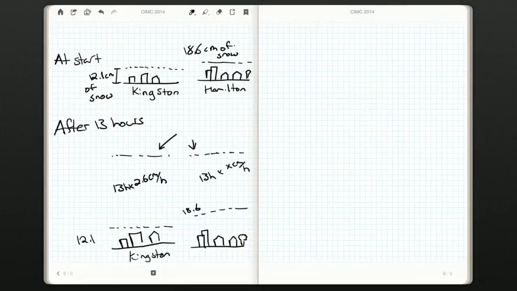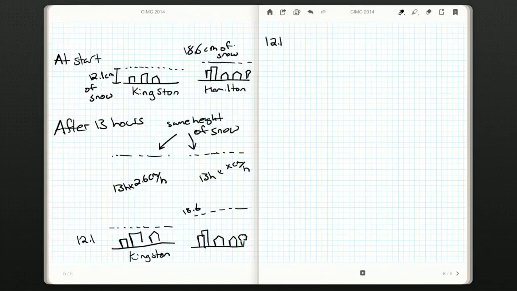And what do we know? We know we have the same height of snow after those 13 hours. We didn't start off the same. Hamilton had more snowfall, but we definitely have added more. So what do we know? Well, we can equate these two. We can say 12.1 centimeters starting for Kingston plus 13 times 2.6 is going to be equal to the same amount of snowfall as starting with 18.6 centimeters and adding on 13x.